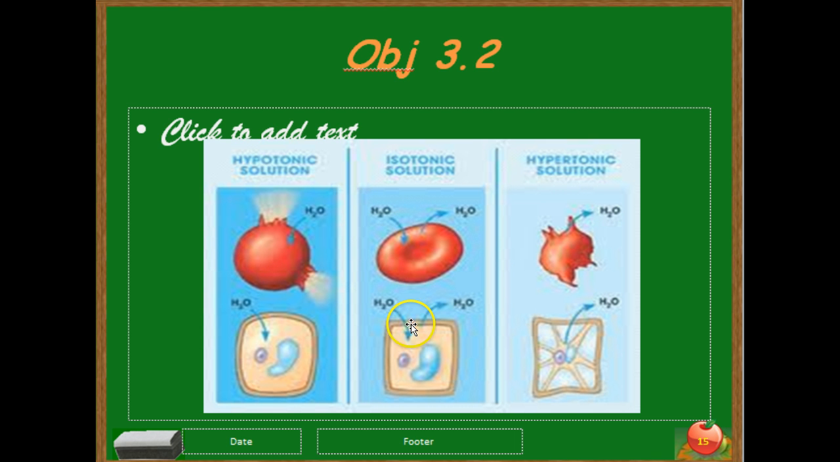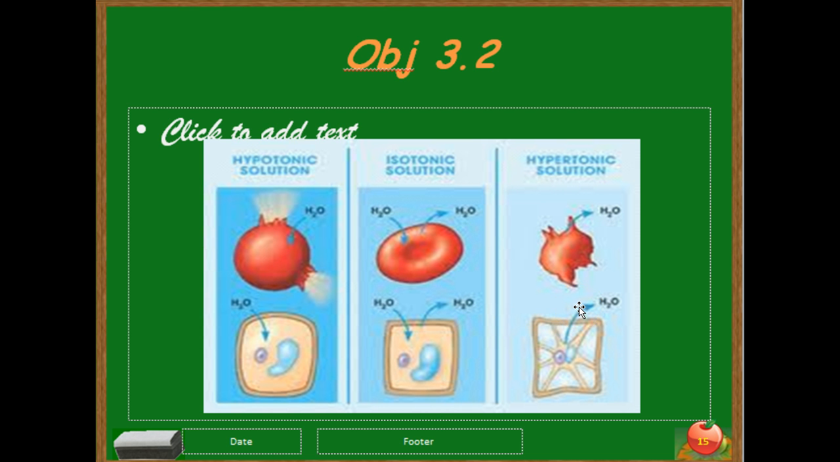Now with the isotonic solution, it means both are equal. There is no extra. You have the same amount of salt here, so let's say it's 10% salt here and 10% salt here. It is equal. There will be no change in how it moves. The net flow will not change.